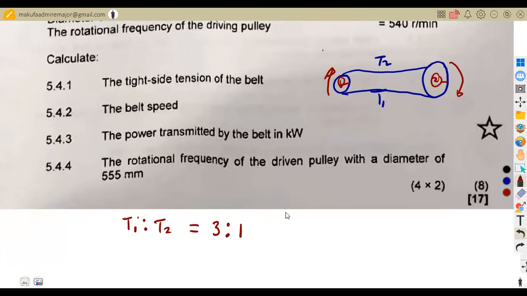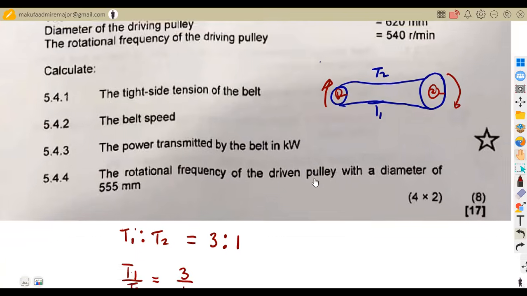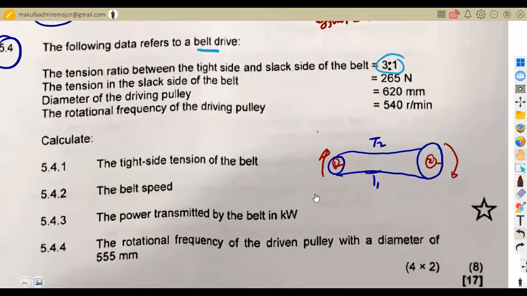Remember, a ratio written in this format can be written as a fraction. We can write it as T1 over T2 is equal to 3 over 1, where T1 corresponds to 3 and T2 corresponds to 1. So it's playing around with the formulas that we have, and you're not going to waste much time.